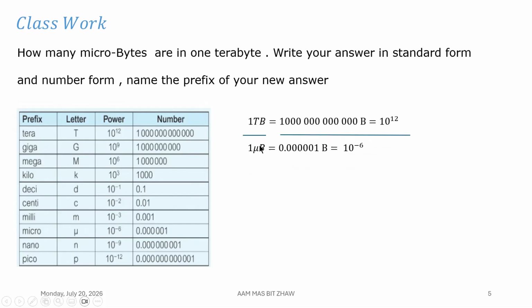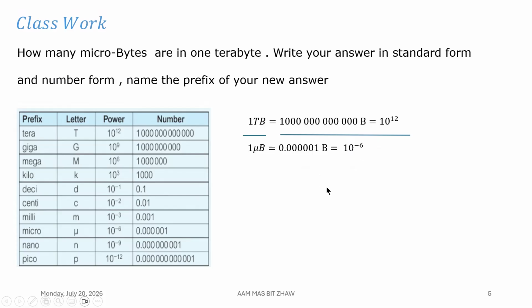It is 1 over 1 million byte. So when you see micro, 10 to the power minus 6, this is 1 over 1 million. It's a fraction. When you bring the 6 zeros to the top, it's going to be 10 to the power minus 6. So whenever you see a power minus, that means it is a fraction. It is 1 over a million.